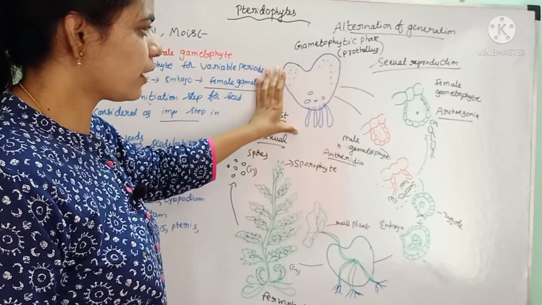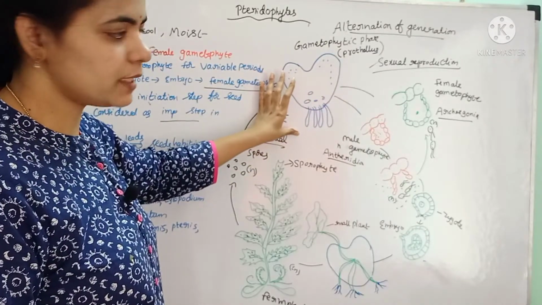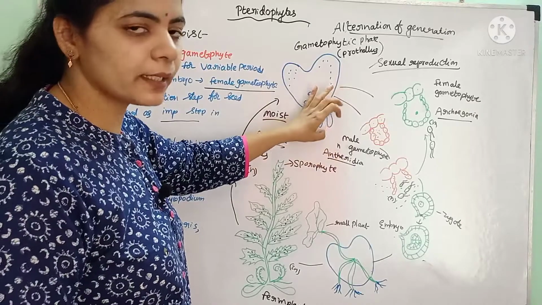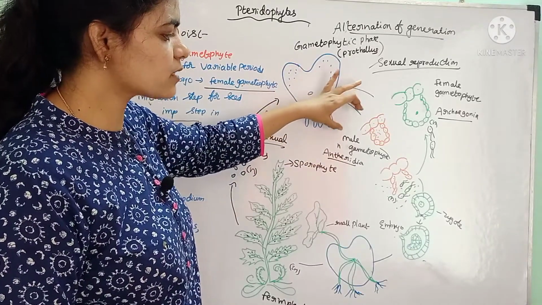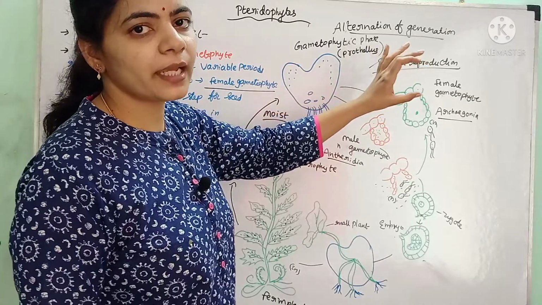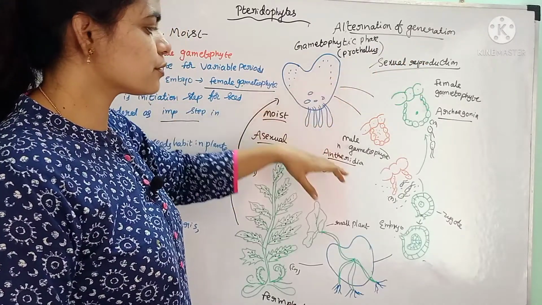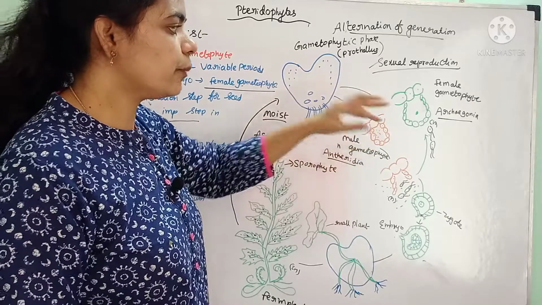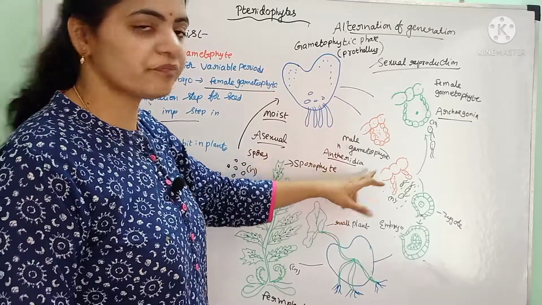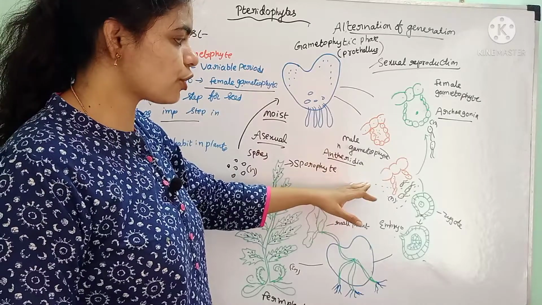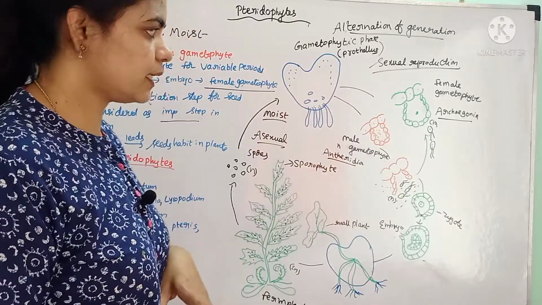This gametophytic phase consists of gametes. It consists of two gametophytes: one is the male gametophyte and the other is the female gametophyte. The male gametophyte produces male gametes and the female gametophyte produces female gametes. The male gametes are anthrozoids and the female gamete is the egg.